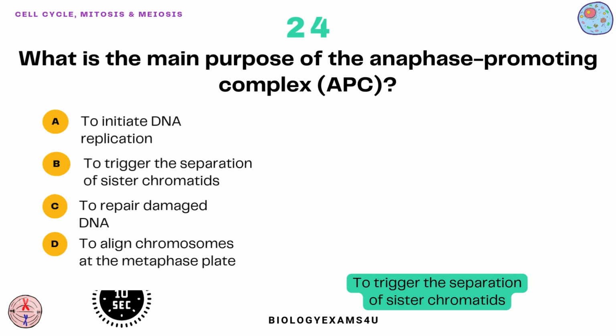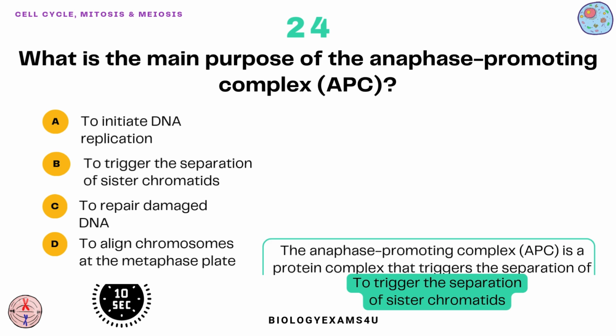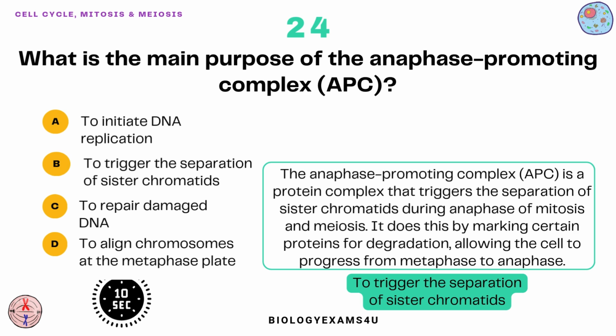The correct answer is to trigger the separation of sister chromatids. The anaphase promoting complex is a protein complex that triggers the separation of sister chromatids during anaphase of mitosis and meiosis. It does this by marking certain proteins for degradation, allowing the cell to progress from metaphase to anaphase.